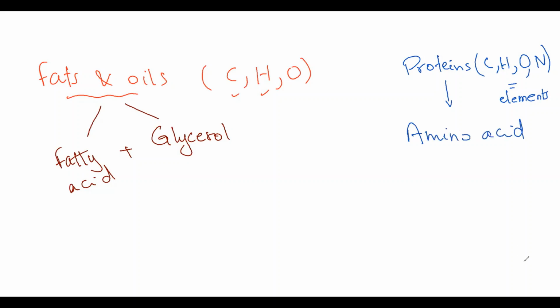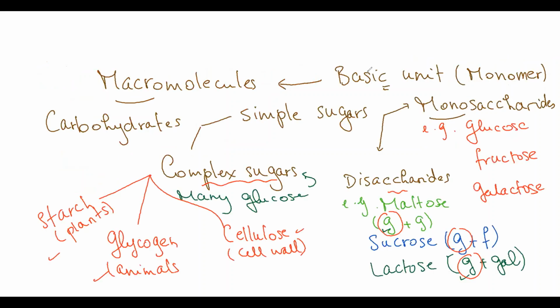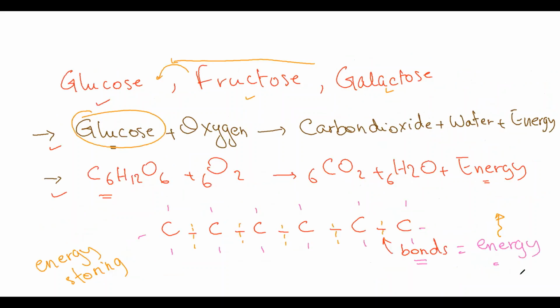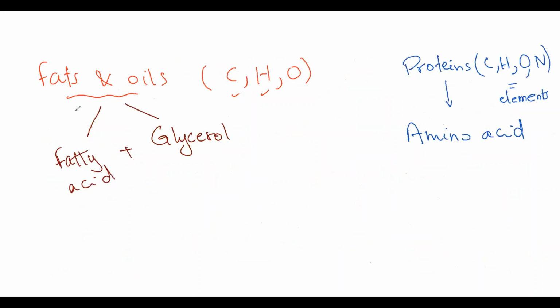Remember, I told you that there must be a basic unit that forms the macromolecules. A basic unit means a certain molecule, and if I add so many of it, it gives me a macromolecule. For every kind of biological molecule, we have basic units. In carbohydrates, we have monosaccharides, or mainly glucose. So glucose is the basic unit of carbohydrates. The units that form fats and oils are fatty acids and glycerol. The units that form proteins are amino acids.